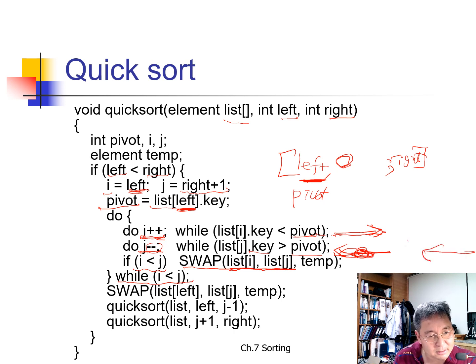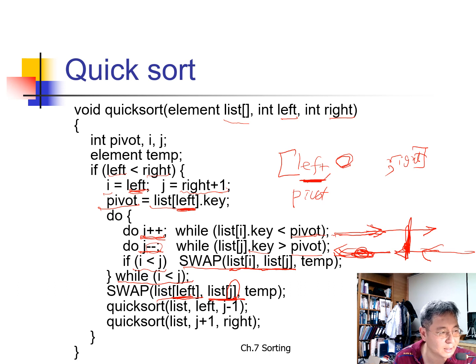If they meet at some point here, then the I value becomes greater than J. That means I goes to the right and J goes to the left, and then it stops. After stopping, swap list left and list J. Yes, the found J is used here to exchange the pivot value and the list J value.